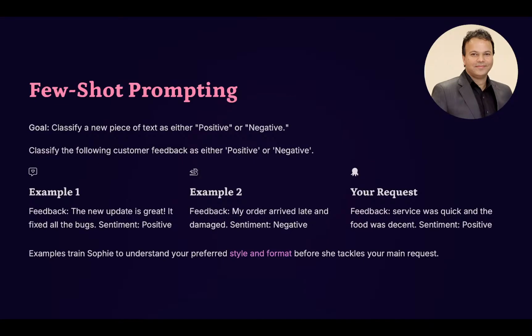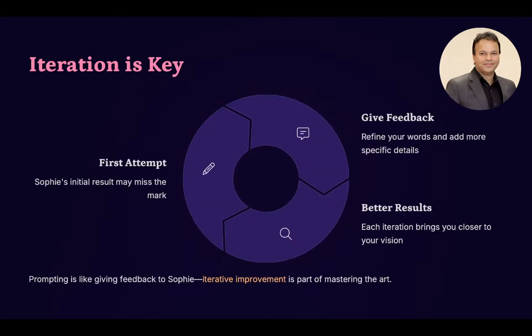So by just giving that prompt, that would be vague. Instead, I would give a few shots, a few examples. Look at the first example I'm giving in the prompt, right? The new update is great, it fixed all the bugs of an app. I'm also telling the answer: sentiment is positive here. My order arrived late and damaged. The sentiment here is negative. I'm teaching the prompt, or the LLM, that, hey, this is what I'm expecting. Give me sentiment negative, sentiment positive. So with this, the prompt is very clear and detailed and instructional.